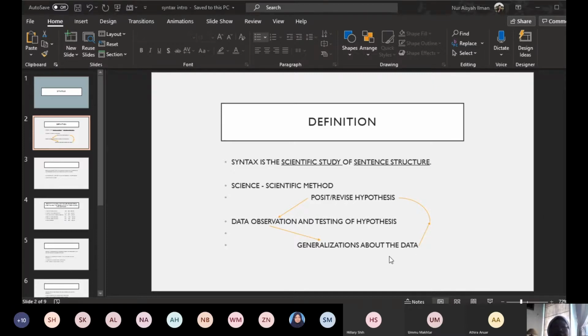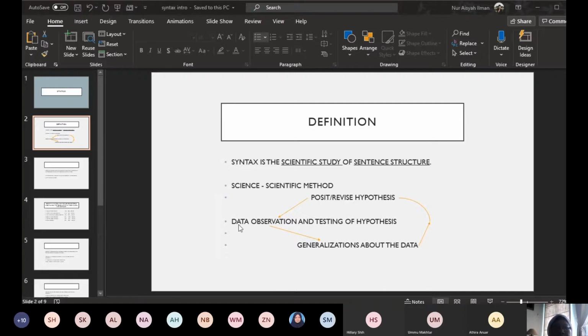So as you can see, first we posit, or revise, we posit a hypothesis. So what is a hypothesis? A hypothesis is basically a claim that we make based on the data. So we posit a hypothesis. Maksudnya kita mengutarakan satu hipotesis. Okay. Lepas tu macam hipotesis ni hanya sebagai satu ramalan, satu prediction.